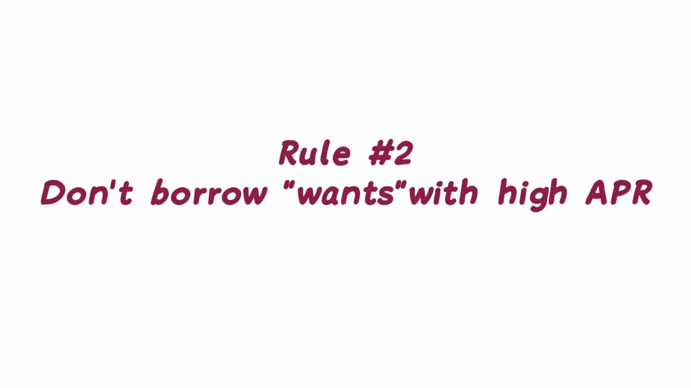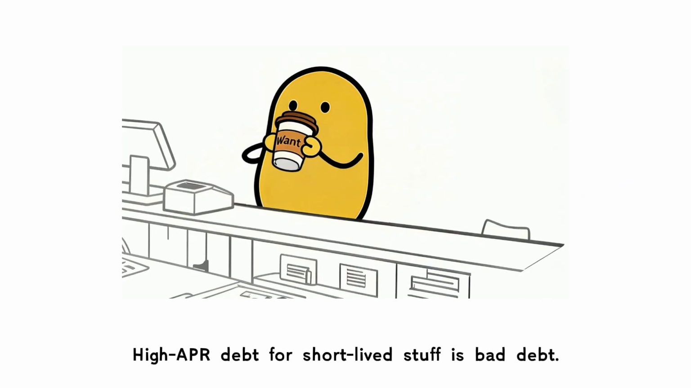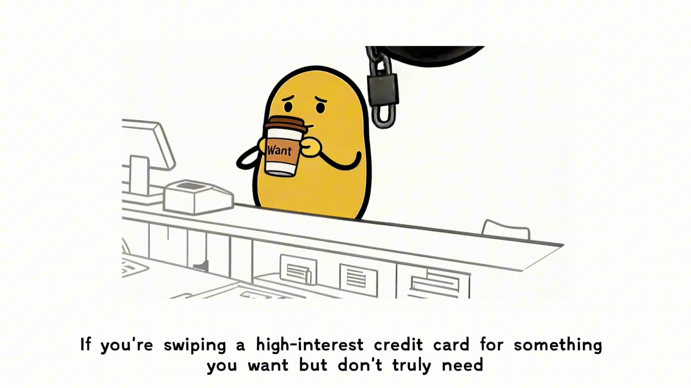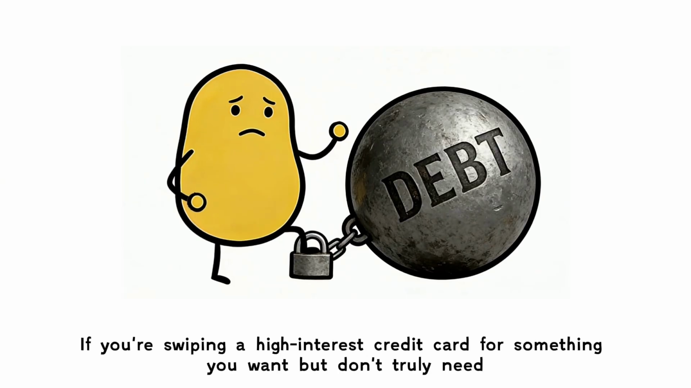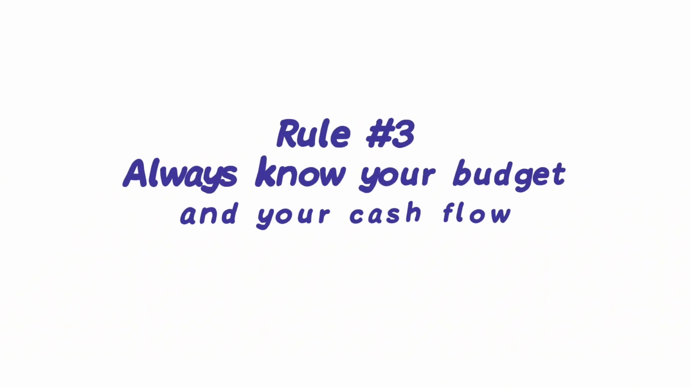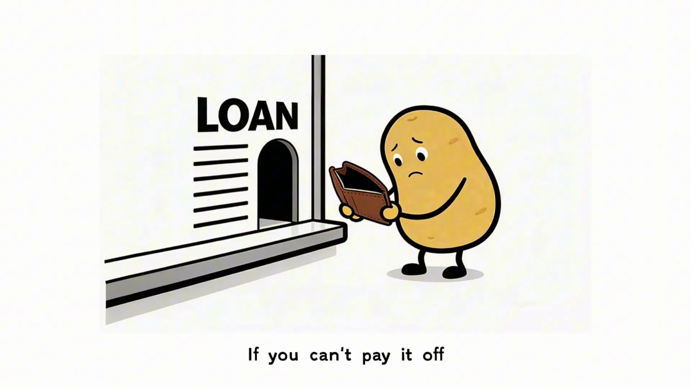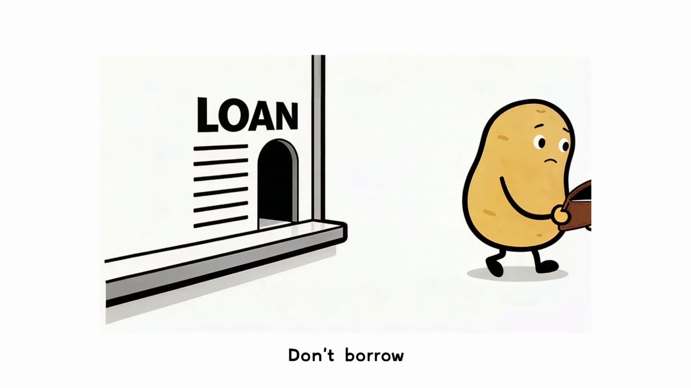Rule number 2, don't borrow at high APR for short-lived stuff. High APR debt for short-lived stuff is bad debt. If you're swiping a high-interest credit card for something you want but don't truly need, that's toxic debt. Rule number 3, always know your budget and your cash flow. If you can't pay it off, don't borrow.